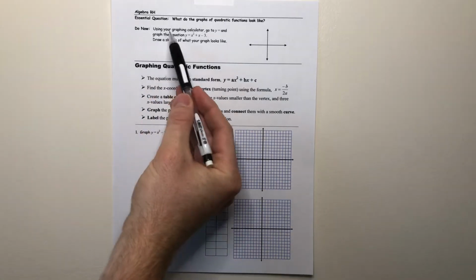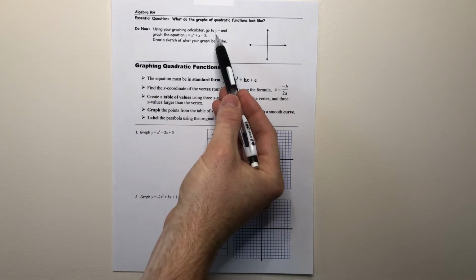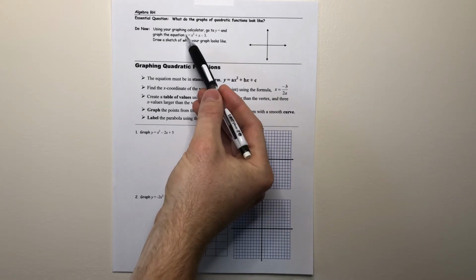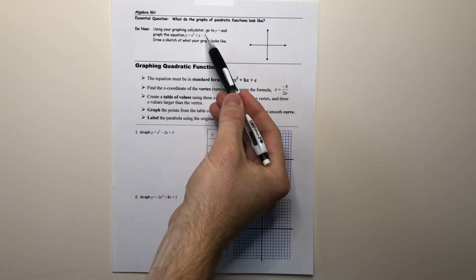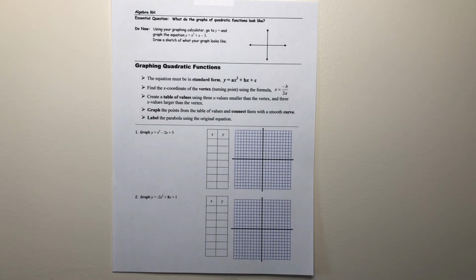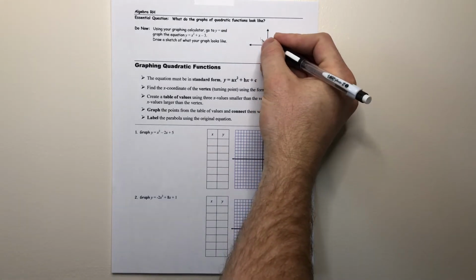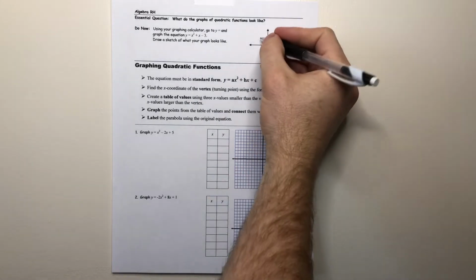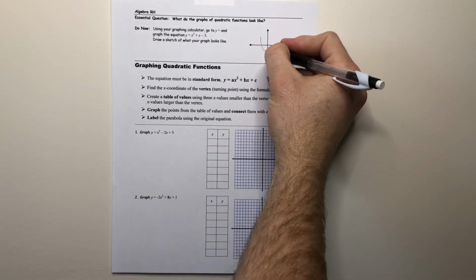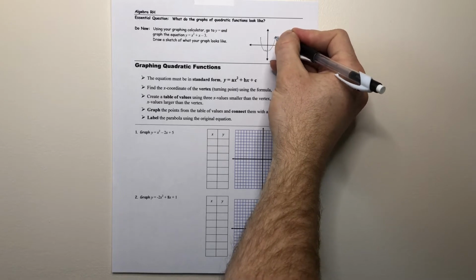All right, so let's just do the do now together. Using your graphing calculator, go to your y equals and type in this equation, y equals x squared plus x minus 3. And just take a minute and hit graph and see what these things look like. If you need more time at any point, obviously just pause the video and do what you need to do. But if you look at this curve, it's going to look like a sketch kind of coming down here, and then it kind of comes up and it looks like this.